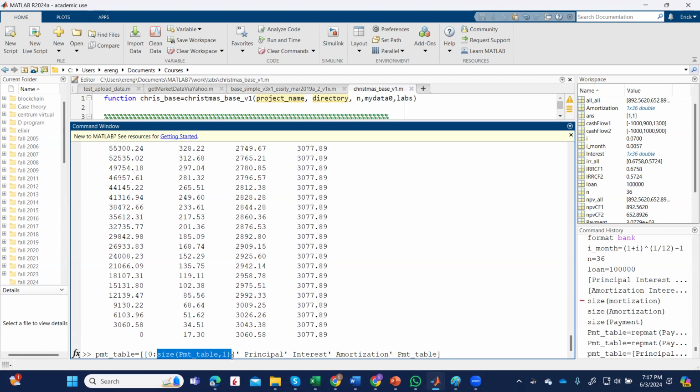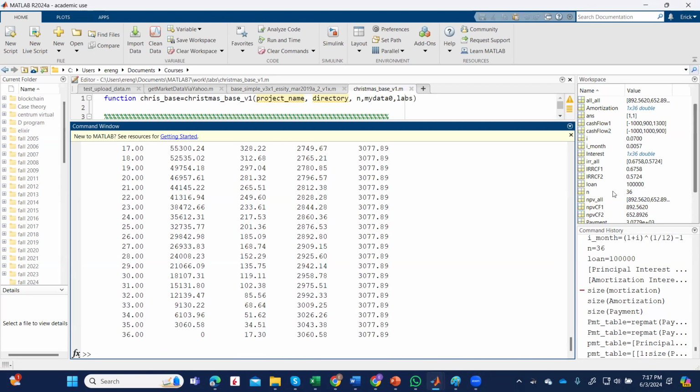This is n, right? But in any case, it's the same. Size of payment table 1 gives me the 36, and then I'm transposing. Do you agree with me or not, guys? This is one way of doing this. Sorry, not 0, it's 1. 1 to 36 increasing by 1. If you want, you do this 1 increasing by 1. But remember, this is the default, so you don't need to do this. And here I go.